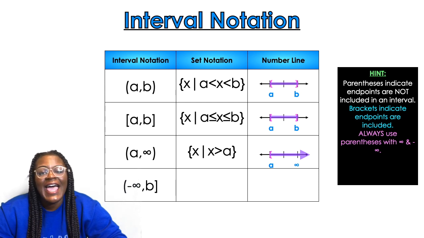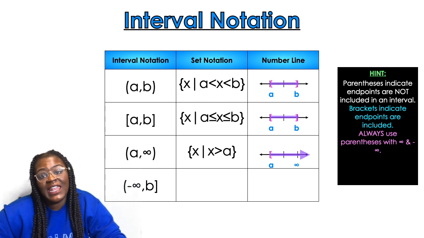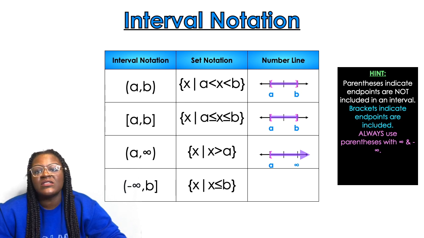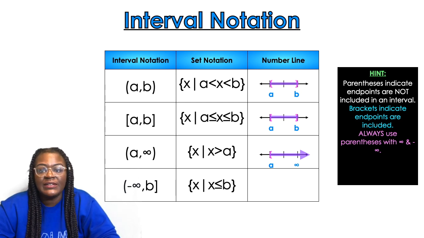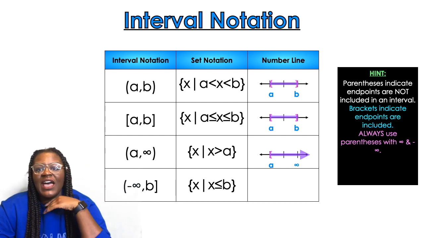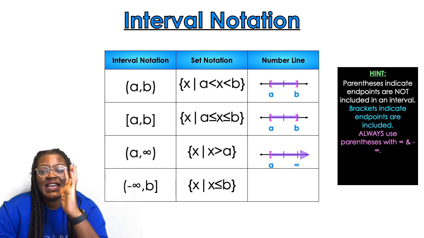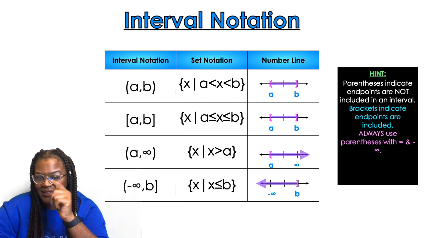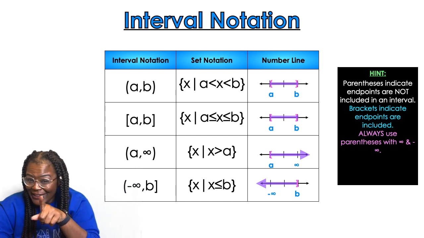So now let's look at our last example, which is negative infinity to B. That means I start at negative infinity and I end at B. Because B is on the right-hand side, it's the bigger number. So all the values, negative infinity all the way to B, means everything less than B. So when I'm doing my number line, remember, infinities always get arrows in the direction of the infinity. So I'm gonna have an arrow on that side, and then the B has a bracket. So my graph has a bracket. Okay.